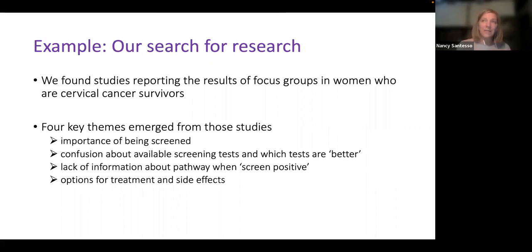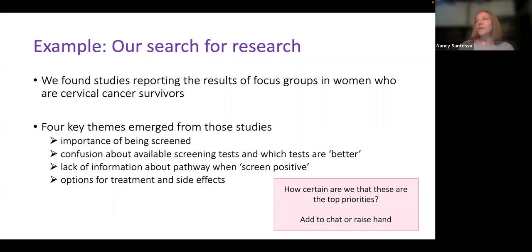And from those studies, we found 4 key themes, and those themes were the importance of being screened. So that was a top topic, I guess. There was confusion about what screening tests are available, which tests are better. Another theme was the lack of information about the pathway to take, what happens after you screen positive. And there were a lot of comments made about options for treatment and possible side effects. So those were the 4 key themes that came out of the research. So we looked for the research. This is what we found.